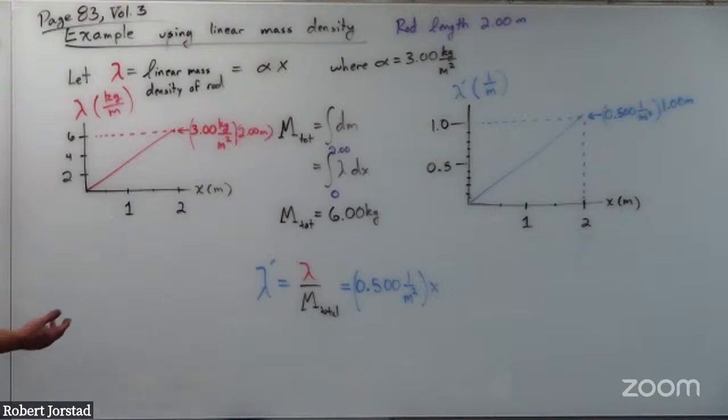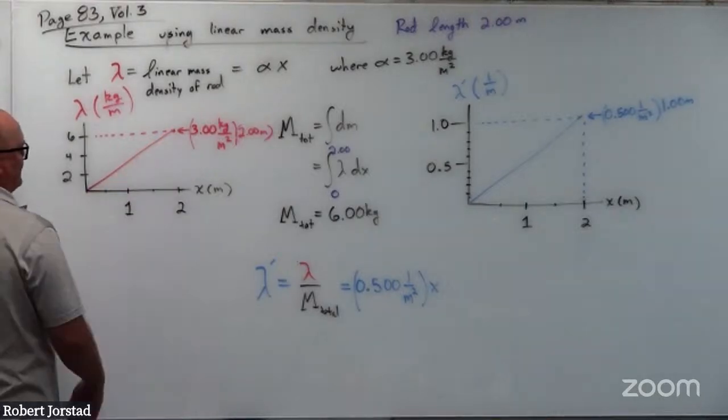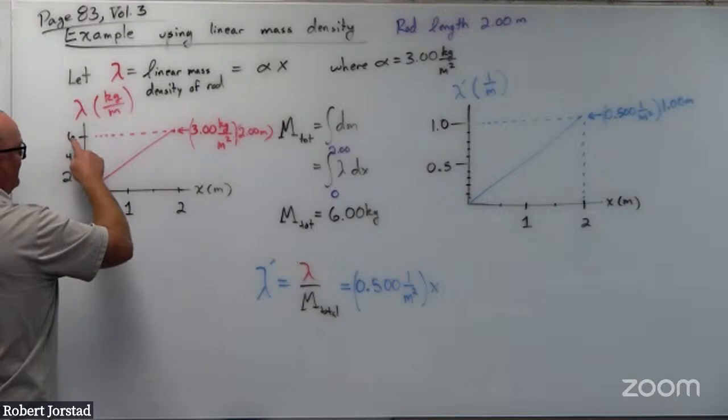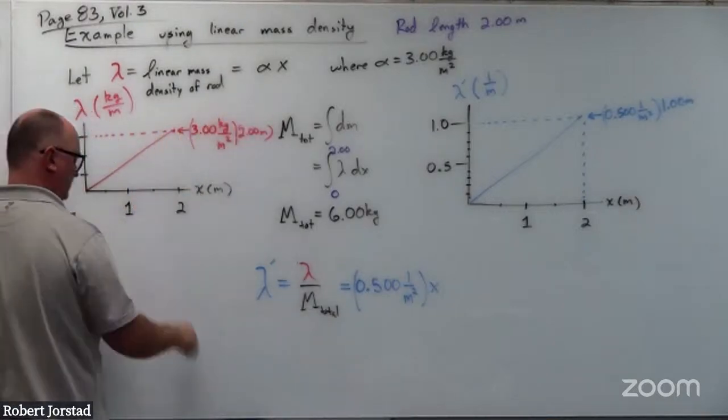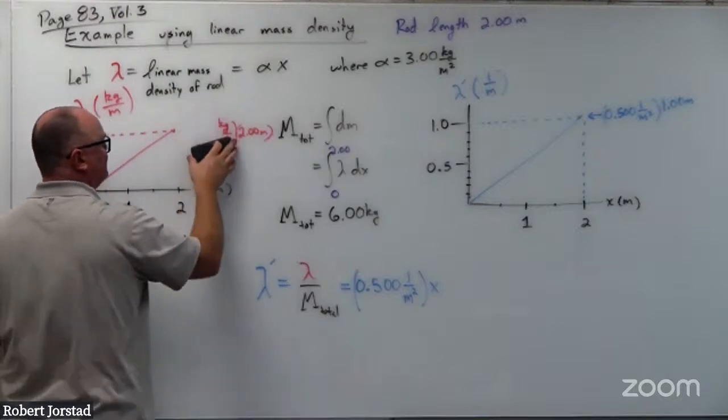If I plot this function, 3x looks like this. I can get this mass, the highest mass, right? That's just 3 times the final position, 2. So that's how I got these numbers. All right.